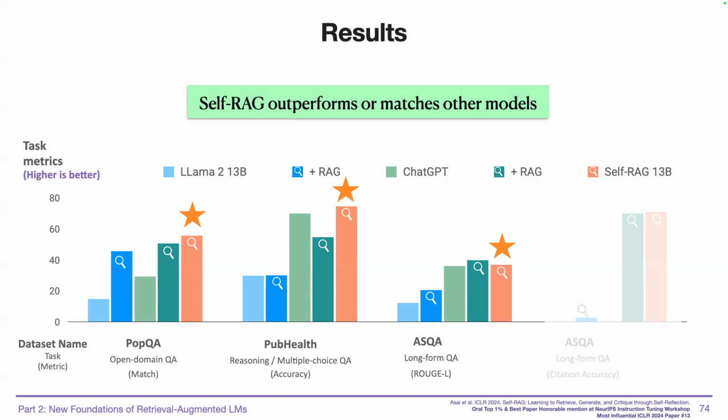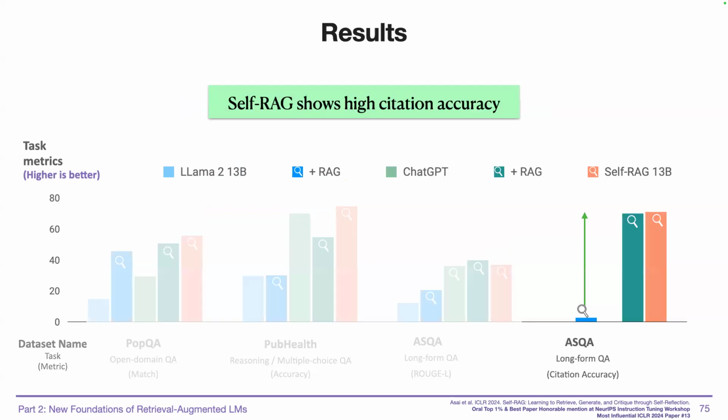SelfRAG outperformed all open language models by large margins across benchmarks, and matched or even outperformed ChatGPT on most of the datasets. It also shows massive improvement from the base Llama 2 in terms of citation accuracy, surpassing ChatGPT. This demonstrates its ability to generate higher quality and well-supported responses.